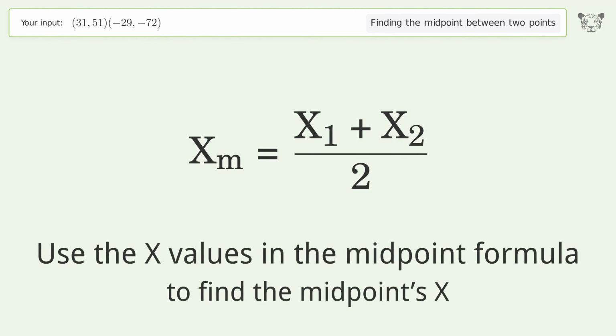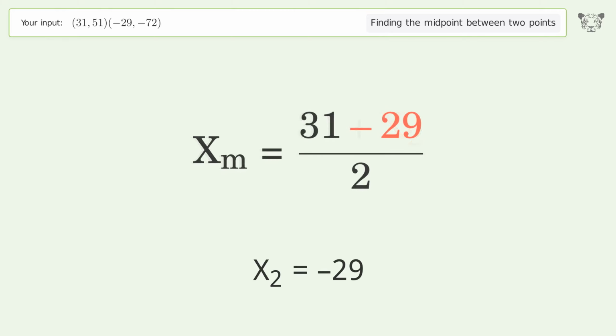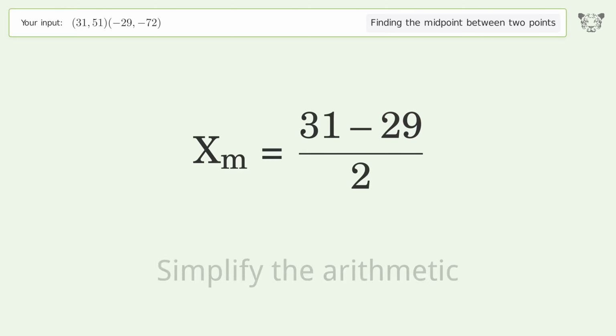Use the x values in the midpoint formula to find the midpoints x. x1 equals 31. x2 equals -29. Simplify the arithmetic.